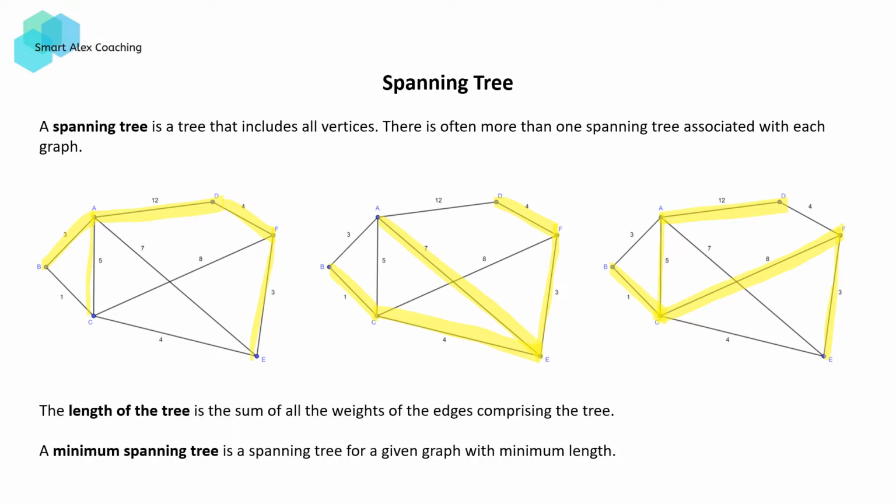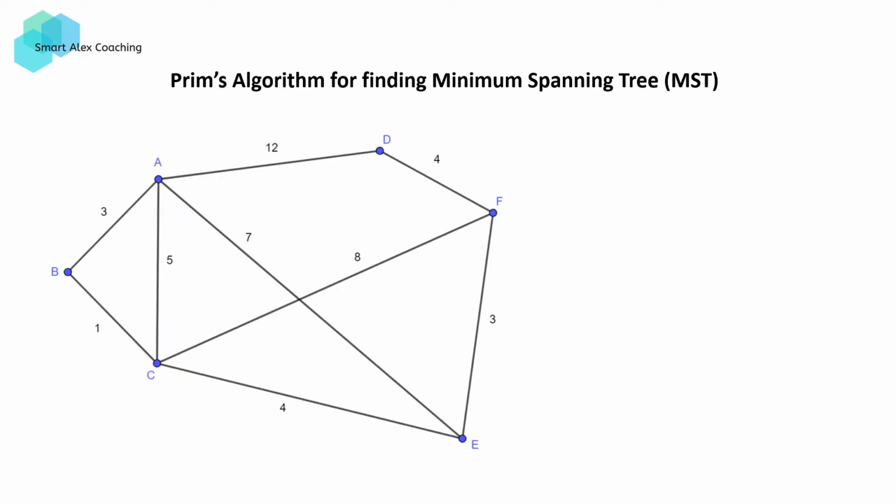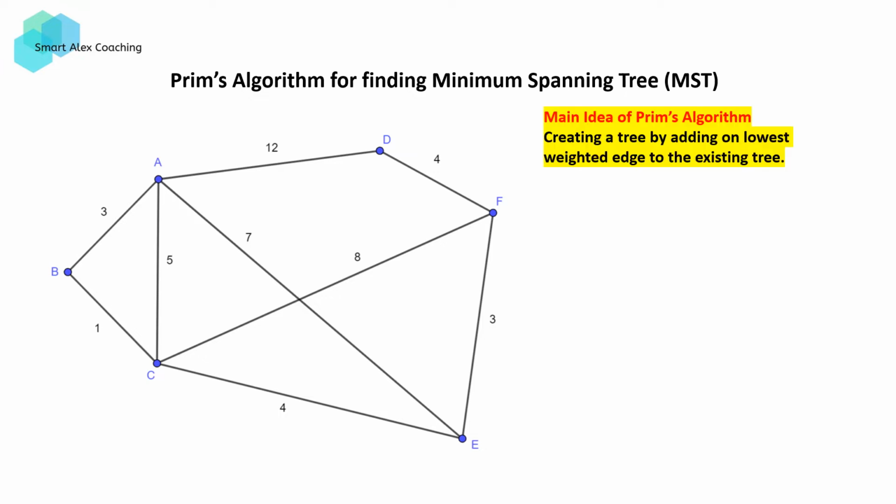The length of the tree is the sum of all the weights of the edges comprising the tree. A minimum spanning tree is a spanning tree for a given graph with minimum length. One way to find the minimum spanning tree is by using Prim's algorithm. The main idea of Prim's algorithm is that we want to create a tree by adding on the lowest weighted edge to the existing tree in each step.